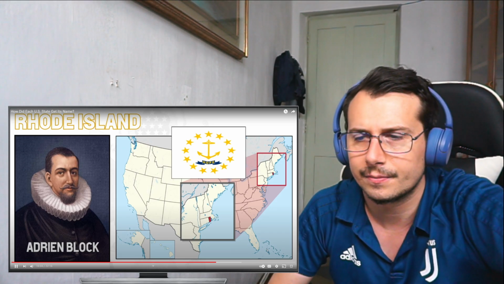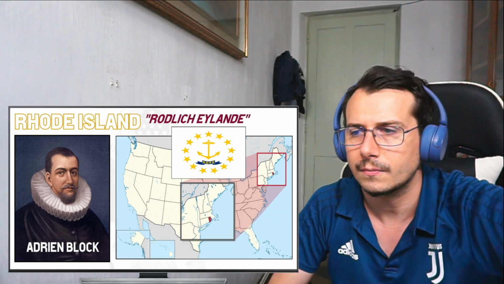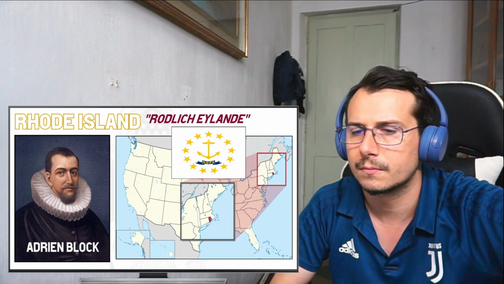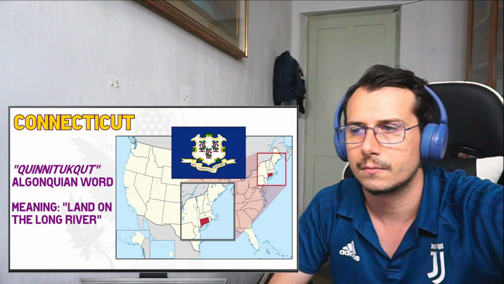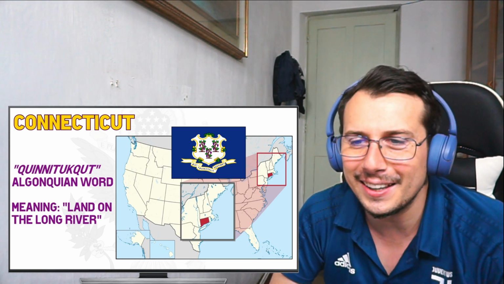British appearance, which was Roodt Eylandt in 17th century Dutch. This would have then been adapted into Rhode Island in English. Connecticut is once again of native origin. Quinnehtukqut was an Eastern Algonquin word which meant land on the long tidal river.